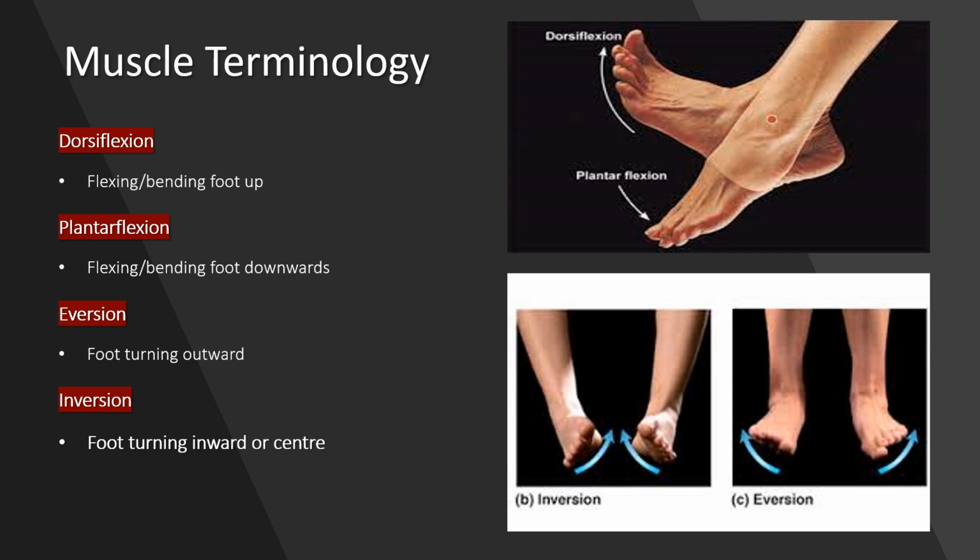Continuing on with our muscle terminology, dorsiflexion and plantar flexion are terms that always refer to the foot and ankle. You don't hear of dorsiflexion of the arm or the head or the wrist or anything else. It's always the foot and the ankle in particular. So dorsiflexion is where we bend our toes up towards the head, and in doing that, we flex the ankle bone. So this is called dorsiflexion.